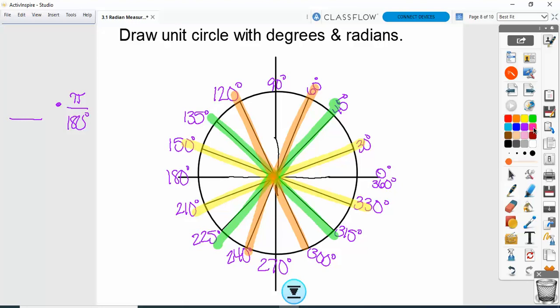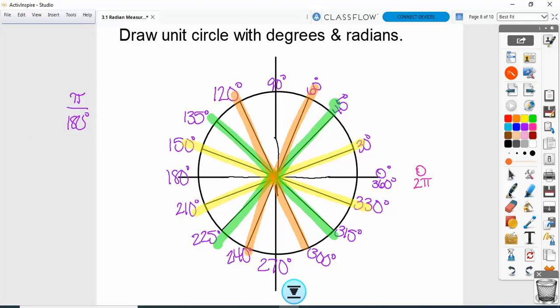0 degrees is 0 radians. What would be another way you could write it? 360 degrees is how many radians? You did 360 times pi over 180. So that's 2 pi. Again, you don't have to put both of them there. I'm just showing you they are the same. So either one is fine.